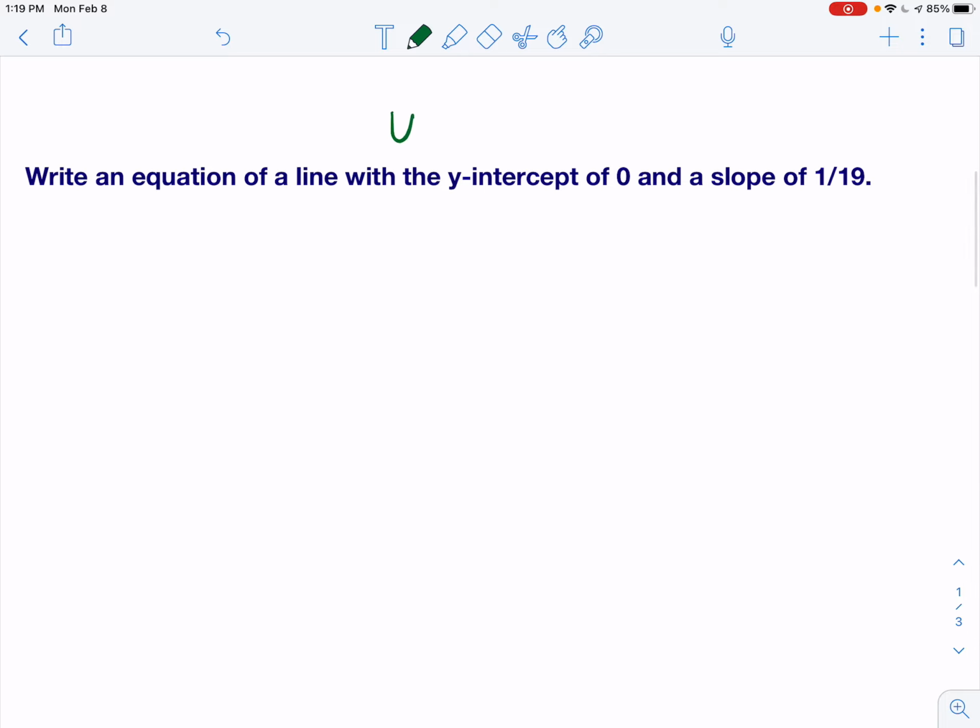Again, we're going to use y equals mx plus b as our guide. It says write an equation of a line with a y-intercept of 0 and a slope of 1 over 19. So I'll start with slope. Slope is my m value. In this case, my slope is 1 over 19. Then I move to my b value, which is my y-intercept. It says my y-intercept is 0.